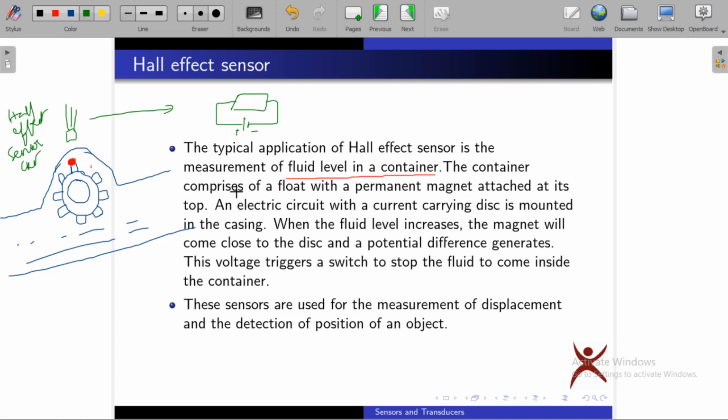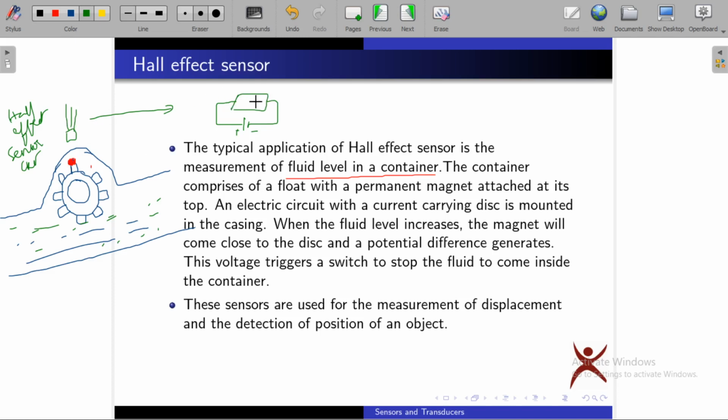Now, when the fluid level increases, if the flow of fluid is more, then it will move in the upper direction. This float, this turbine will move in the upper direction. When the fluid level increases, the magnet will come closer to this disc. The moment the flow of water is increasing, this permanent magnet is coming close to this disc.